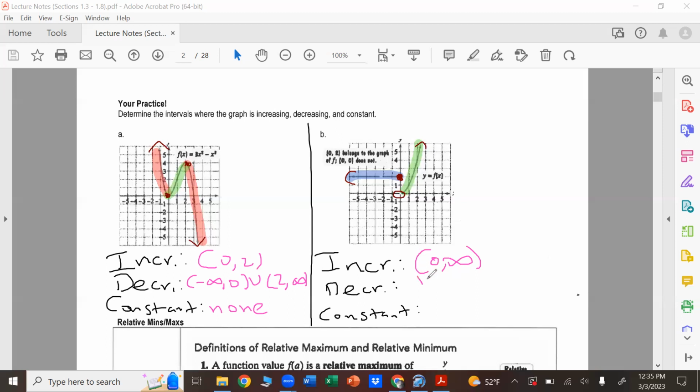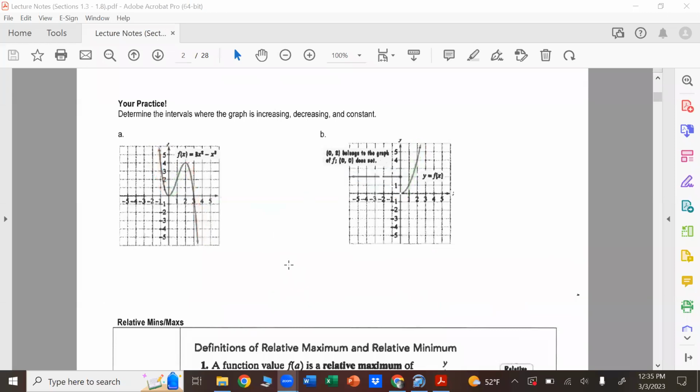Now decreasing never goes down. And where does it say constant? Right. And technically I should put a bracket around 0 because it does include it. But yeah, that's all. It's not that hard. So we have some practice problems on that. Okay, let's keep on moving.